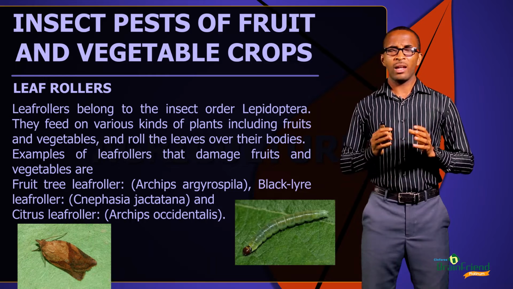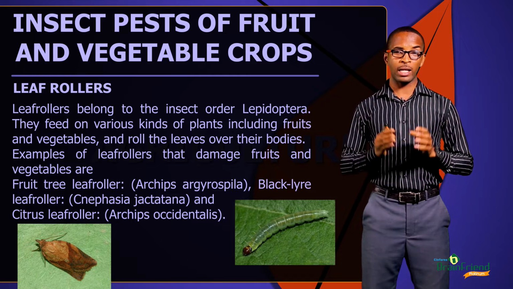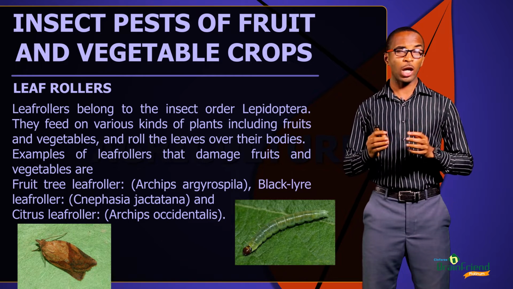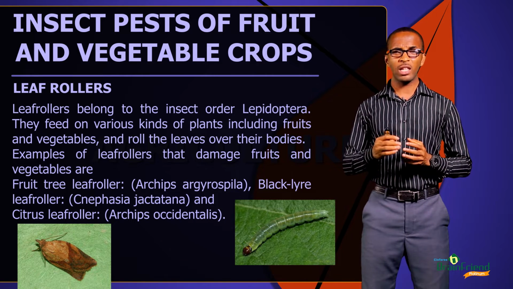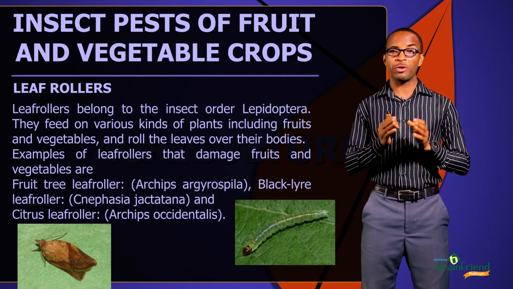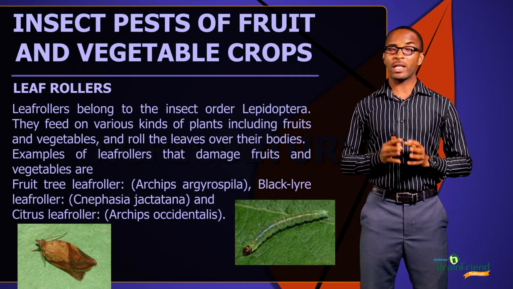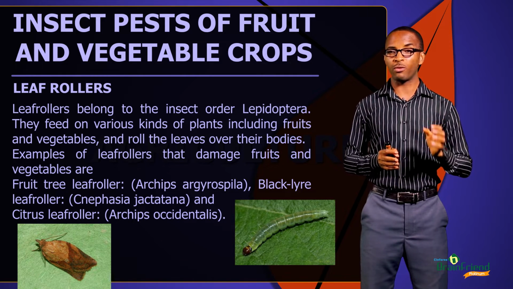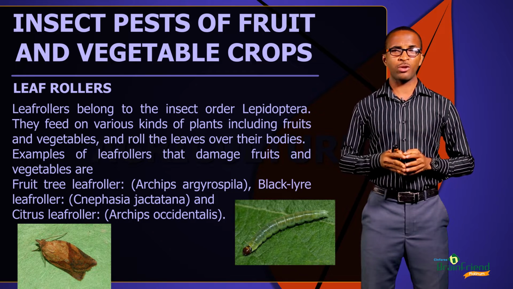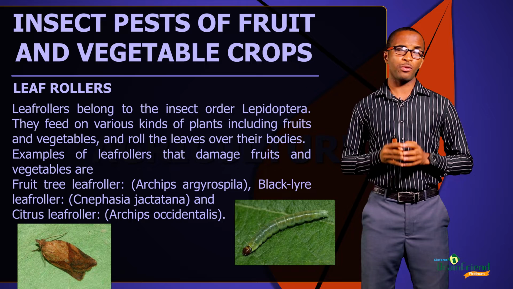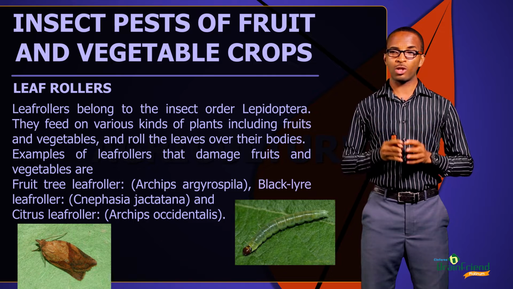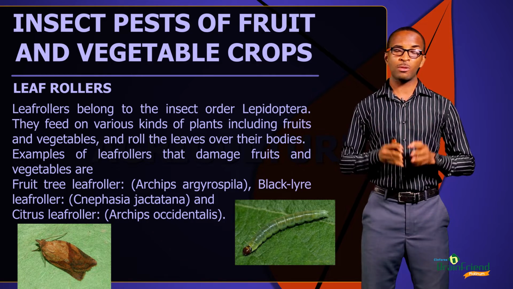We are going to be concentrating on leaf rollers. Leaf rollers belong to the insect order Lepidoptera, and they feed on various kinds of plants, including fruits and vegetables. As they feed, they roll these leaves over themselves and remain inside the rolled leaves. Some examples of leaf rollers that damage fruit and vegetable crops are the tree leaf roller, also called Achips argyrospila, black-eel leaf roller, called Nymphaea jactatana, and lastly, citrus leaf roller, called Achips occidentalis.